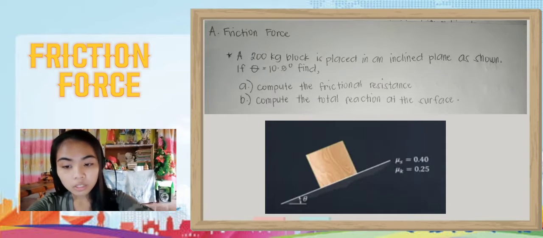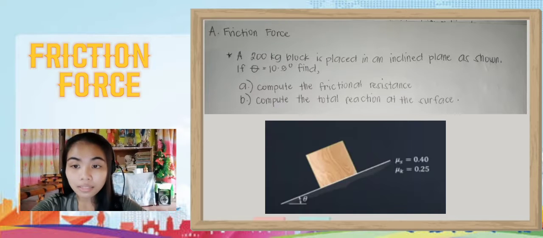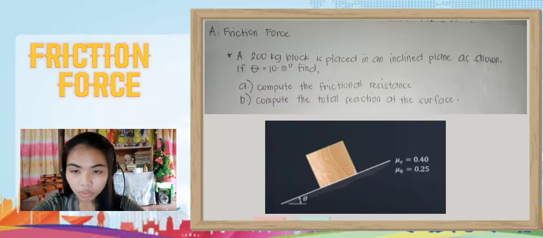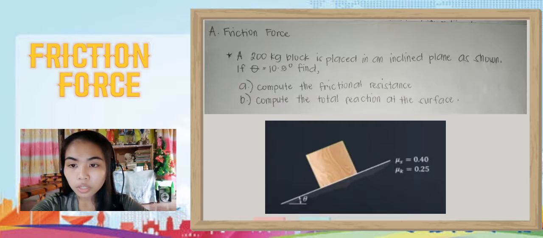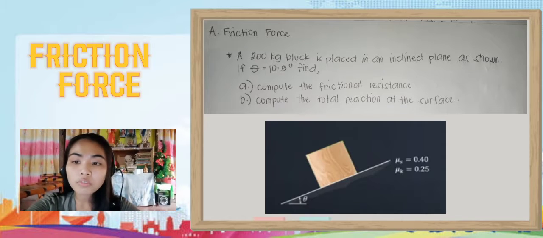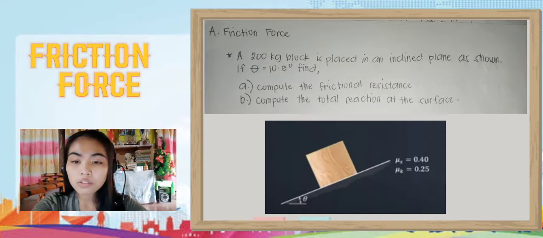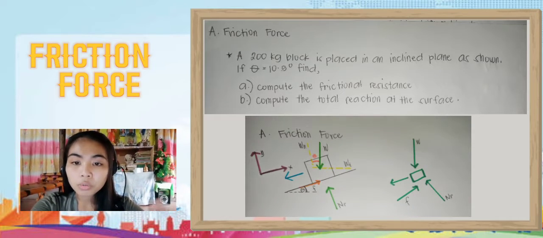Because we are in static, we will solve a static problem today. We will use the coefficient of friction in static case. Of course, first of all, we need to expose the forces involved here. So, basically, this is the free body diagram. Yung una nating gagawin is, of course, the weight is vertically downward.